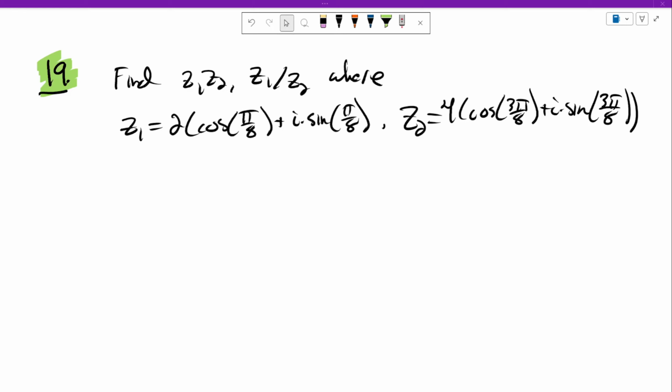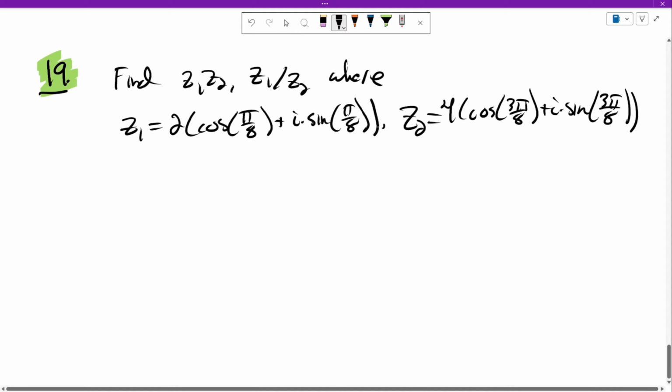The first example we're going to do is from the problems at the end of the chapter or a section. We have two complex numbers in polar form, and we just want to compute the product and quotient. And we're going to do so without doing a lot of work. So we know a couple of things.